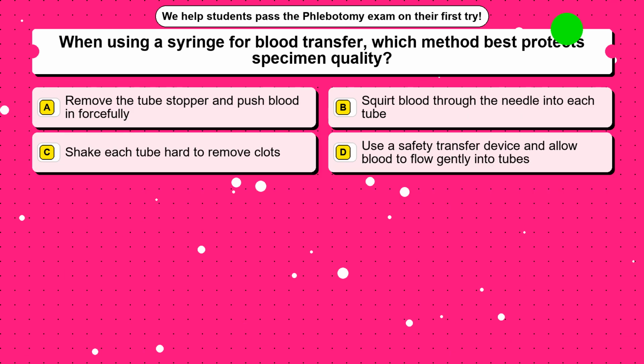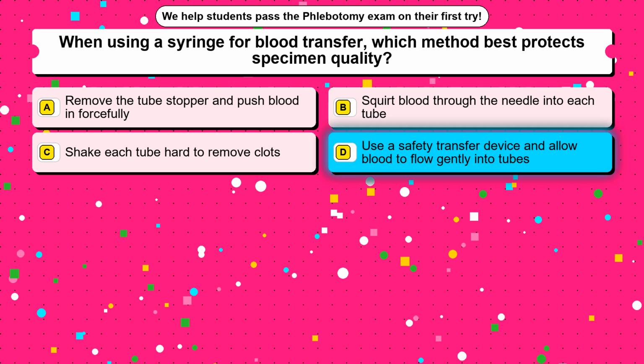Question 68. When using a syringe for blood transfer, which method best protects specimen quality? Option A, remove the tube stopper and push blood in forcefully. Option B, squirt blood through the needle into each tube. Option C, shake each tube hard to remove clots. Option D, use a safety transfer device and allow blood to flow gently into tubes.